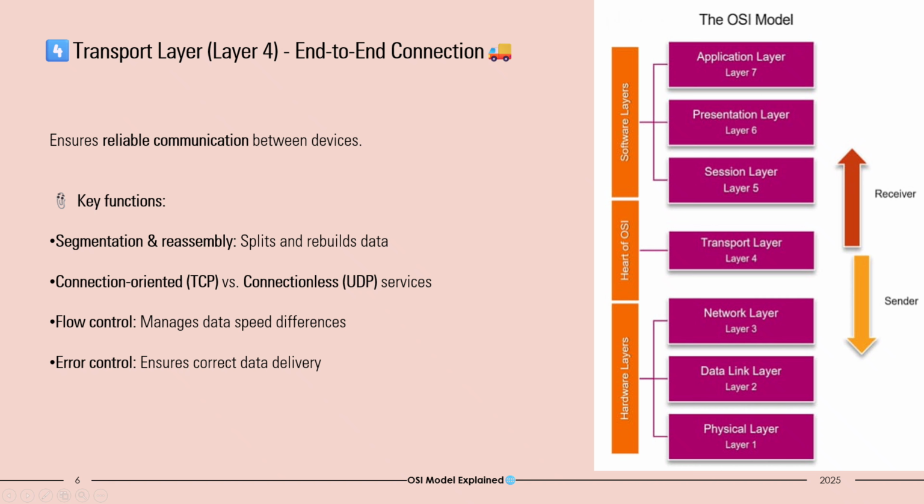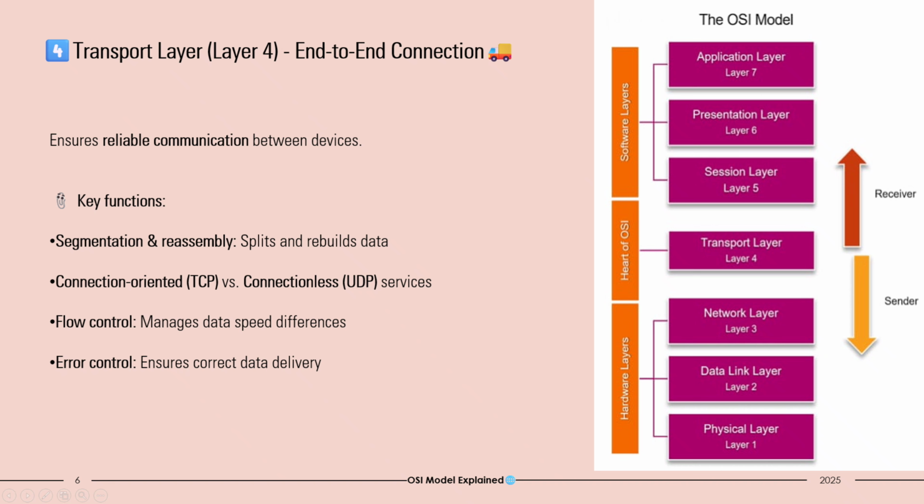4. Transport layer, layer 4, end-to-end connection. The transport layer ensures reliable end-to-end delivery of data between applications running on different hosts. It provides services to the application layer. Key functions include segmentation and reassembly, breaking down data from the application layer into smaller units, segments, for transmission and reassembling them at the destination.